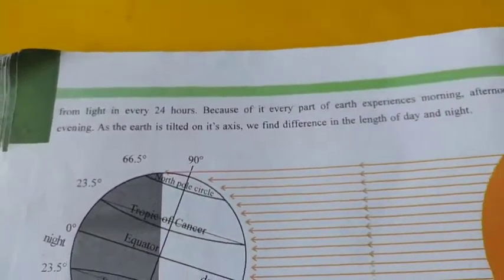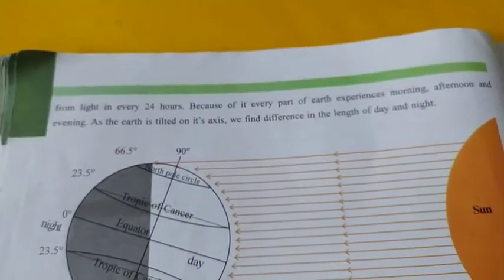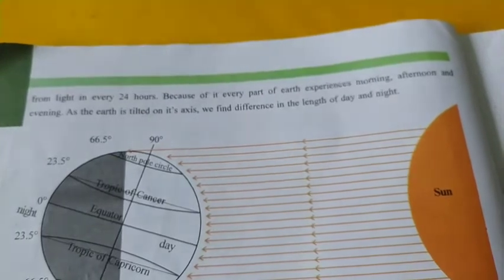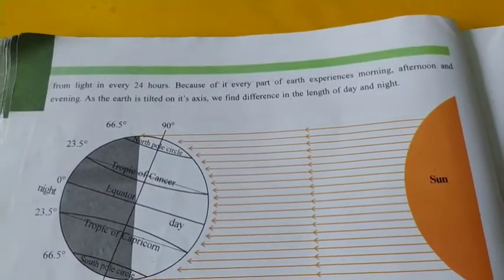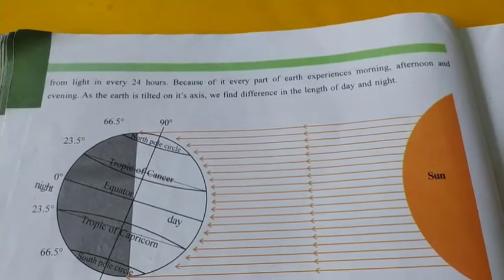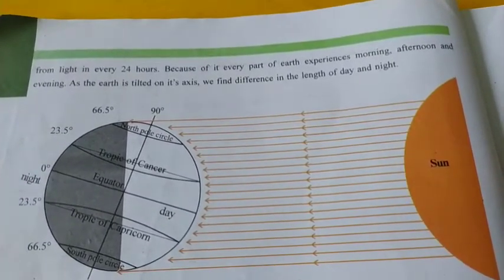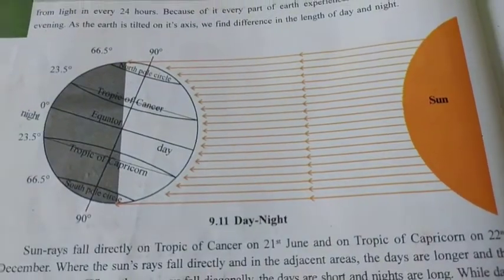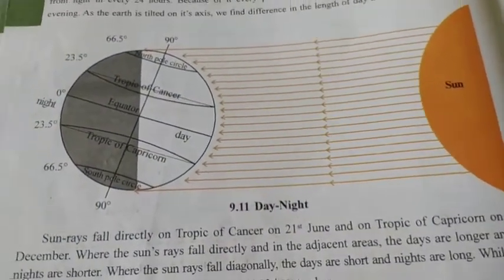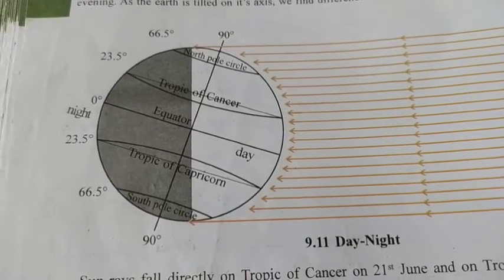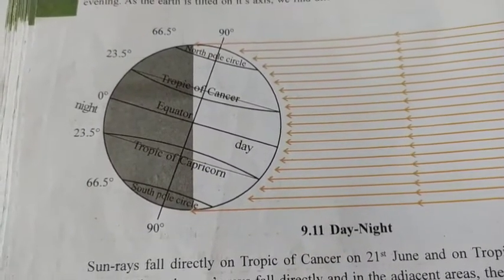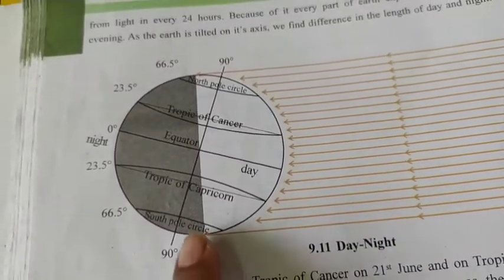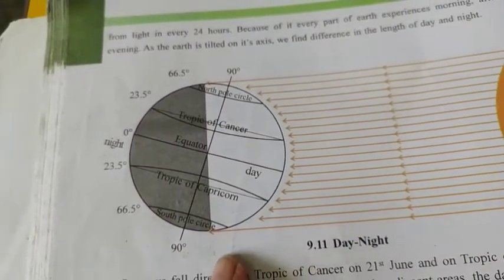So day and night. In every 24 hours, because of it, every part of earth experiences morning, afternoon and evening. As the earth is tilted on its axis, we find difference in the length of the day and night. See, here is the day and night. North Pole circle, Tropic of Cancer, equator, day, Tropic of Capricorn, South Pole circle.